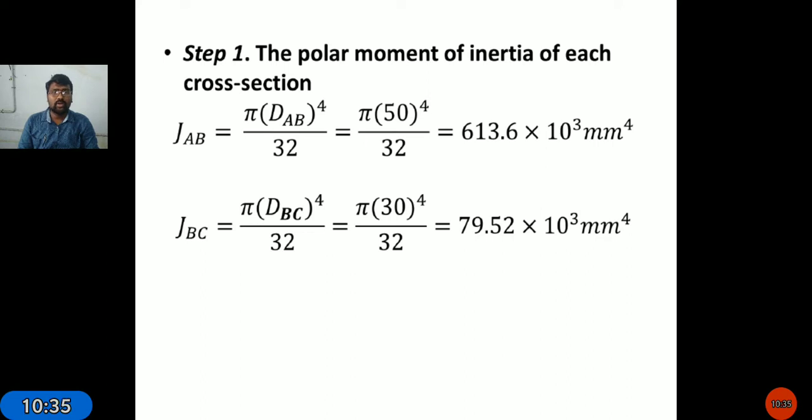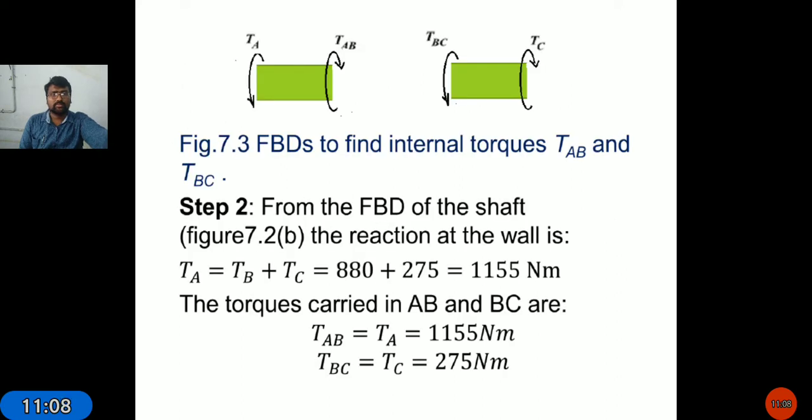Now we are going to calculate the polar moment of inertia for shaft AB, so that is pi by 32 dAB power 4, where the diameter of the solid shaft AB is 50. By simplifying this equation, we get the polar moment of inertia for shaft AB as 613.6 into 10 cube mm power 4. Similarly, for BC it is 79.52 into 10 cube mm power 4.